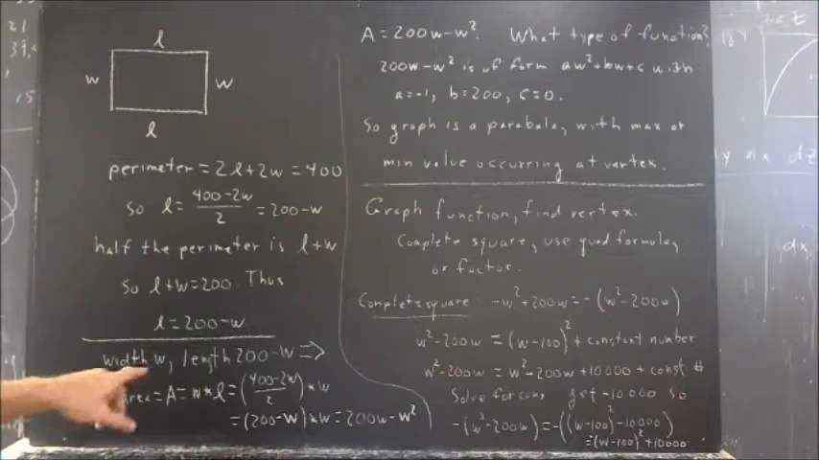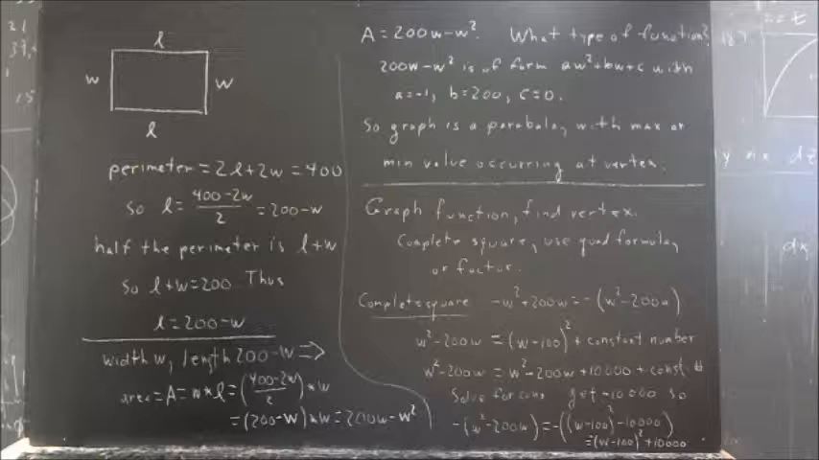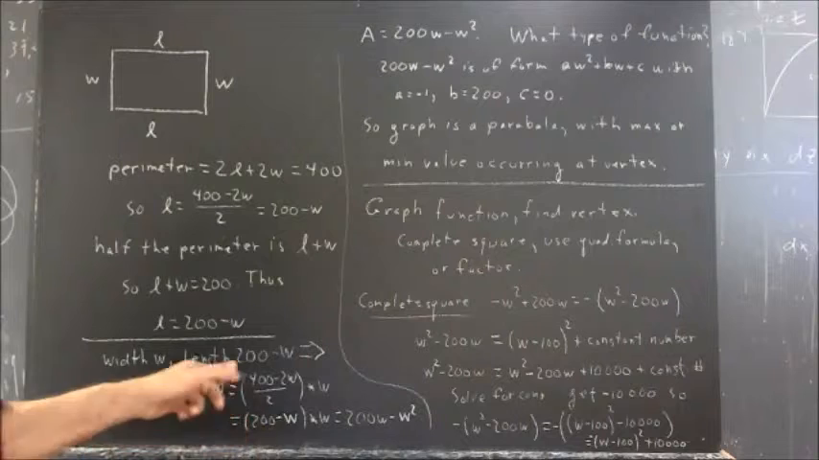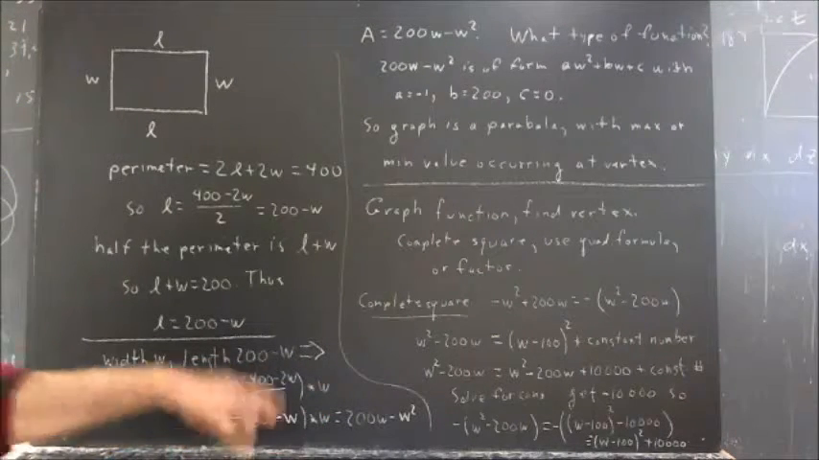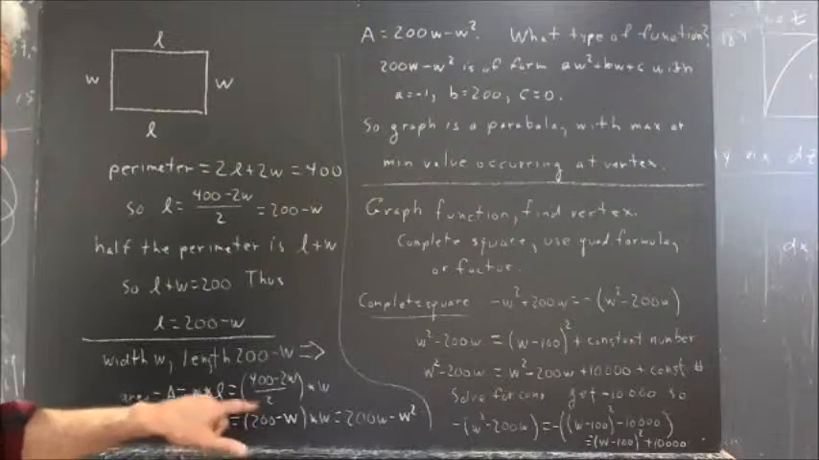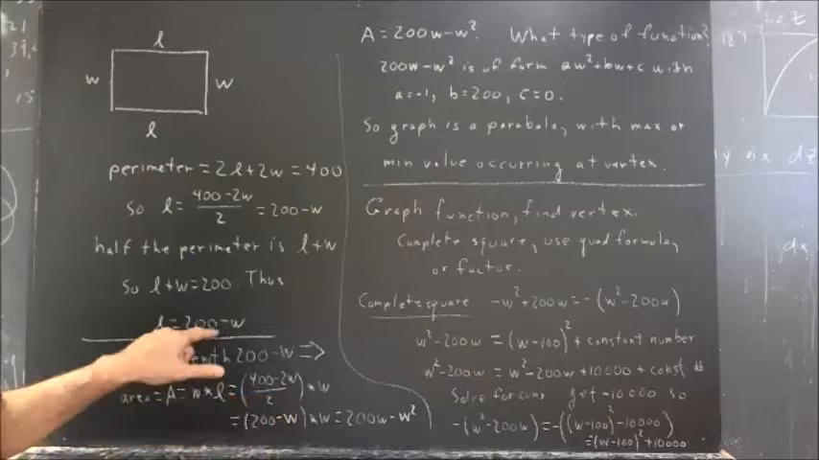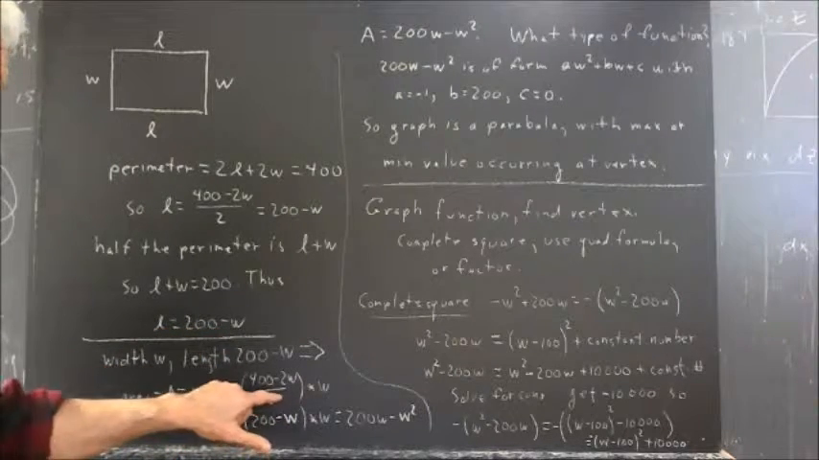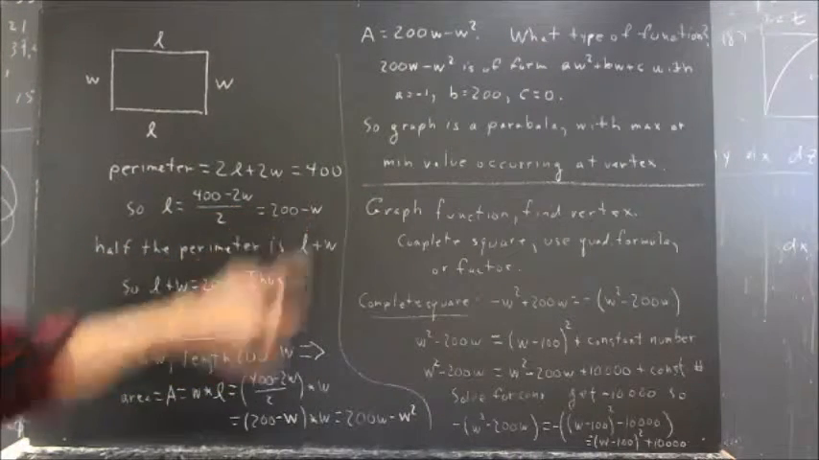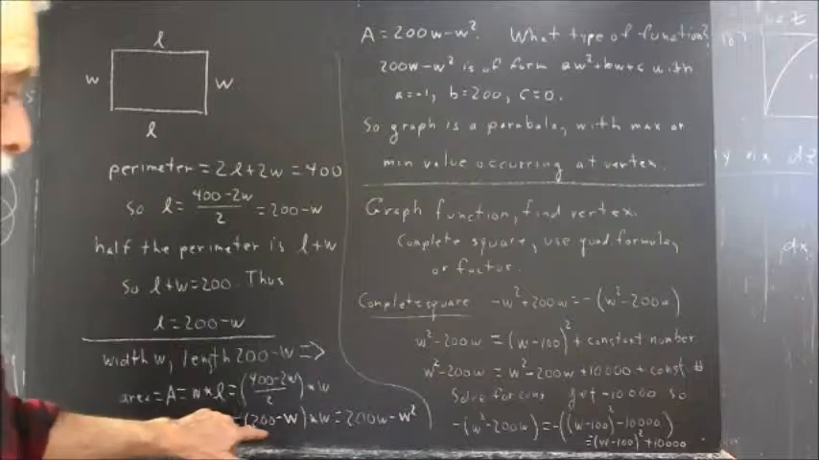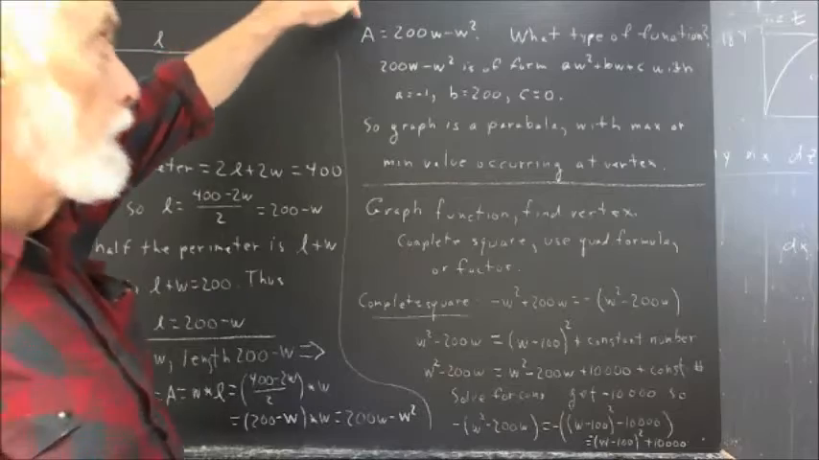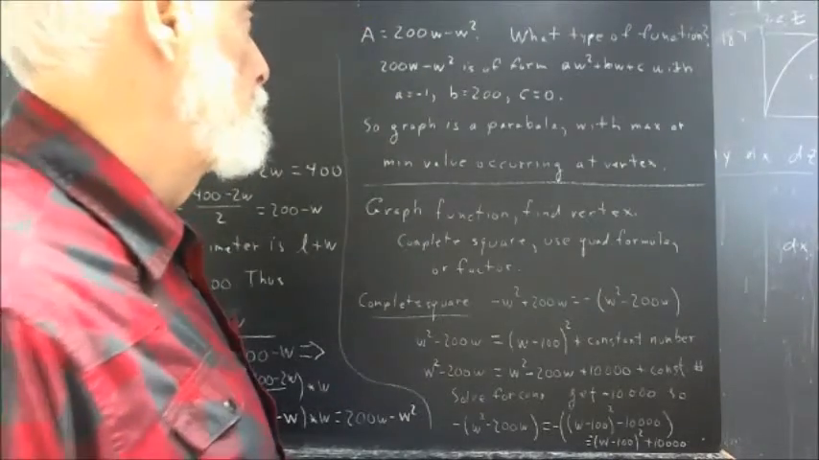Okay, anyhow, width W, length 200 minus W gives us area, width times length: 400 minus 2W over 2, that's length, times width. And length times width is the same as width times length. I don't know why I wrote it in that order. Simplifying this, we get 200 minus W that we would have gotten directly from this. So we could have skipped this step. So we get this times W, which is 200W minus W squared. Our area function is therefore 200W minus W squared.